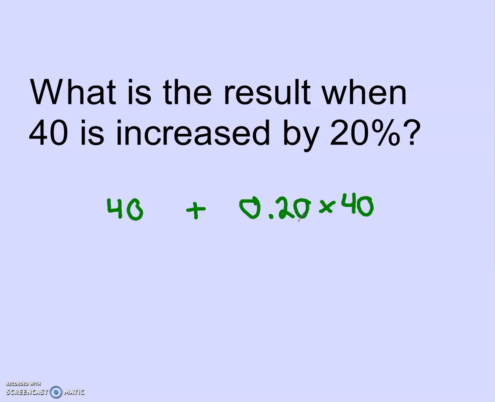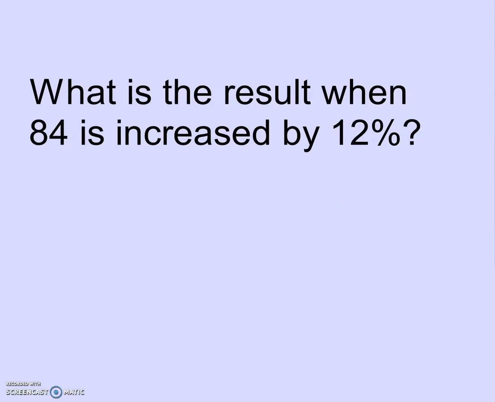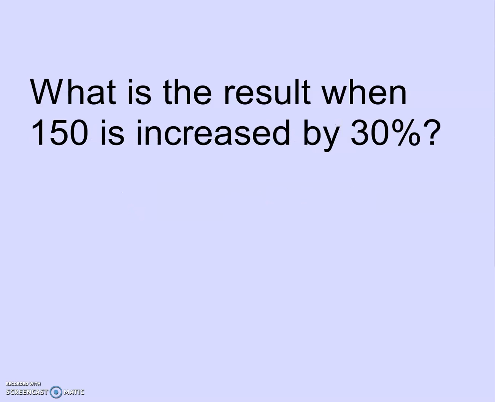Before I show you the pattern here, I want you to do another one. With this one, what's the result when 84 is increased by 12%? Well, you would first calculate 12% of 84, and then you'd add that on to the original 84. I'll show you in just a bit why I'm putting the 84 first, and then the plus 12% of 84. Let's look at another one just once more. To find the result when 150 is increased by 30%, you'd calculate 30% of 150, and then you'd make sure that was added on to 150.